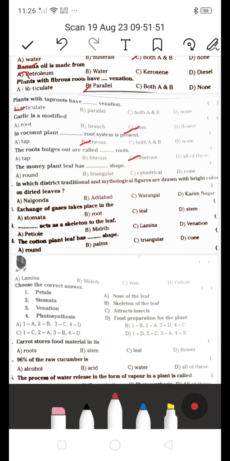The money plant leaf has dash shape. They are asking about the money plant's leaf. Which shape does it have? The money plant has a triangular shape. B is the right answer.